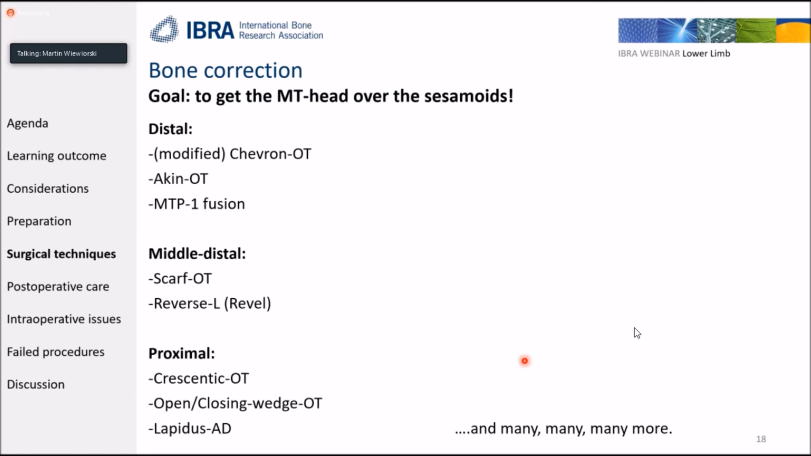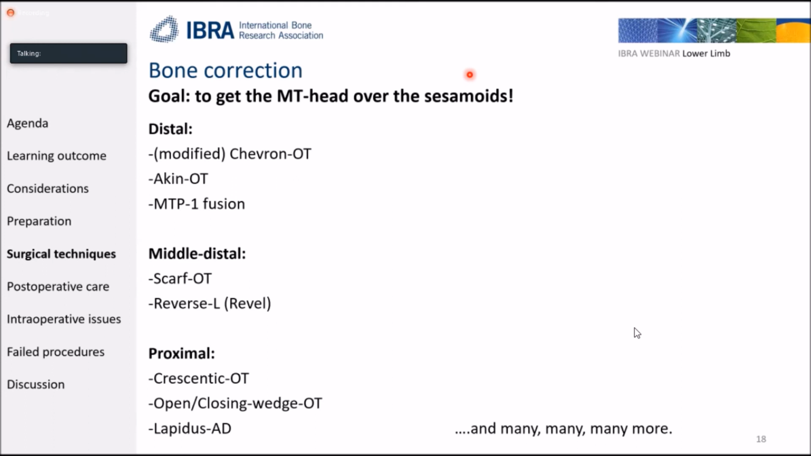Bone correction. We talked about this before a little bit, and you can see I brought this here of the goal, because I think eventually this is the goal of every bony correction in hallux valgus. You want to get the metatarsal head over the sesamoids. You don't want to try to release the sesamoids and force them over the metatarsal head by performing easy releases or just tightening up the capsule on the medial side, because I think that's cheating.